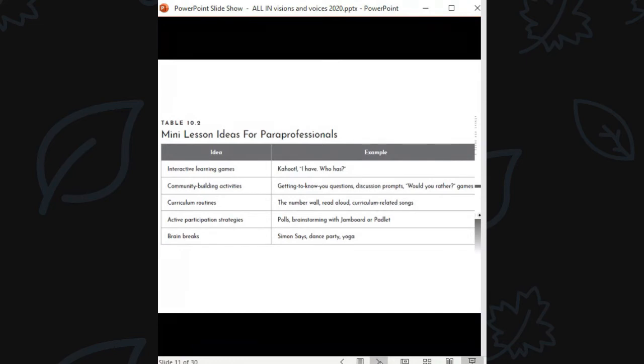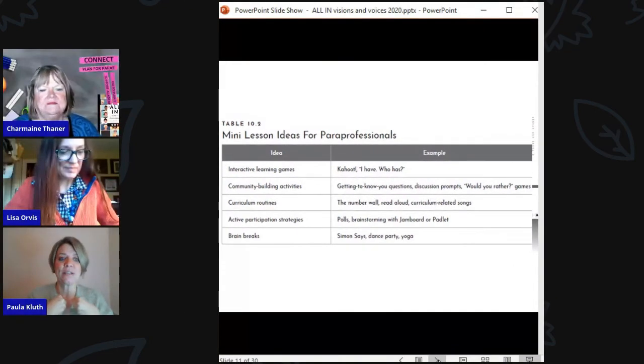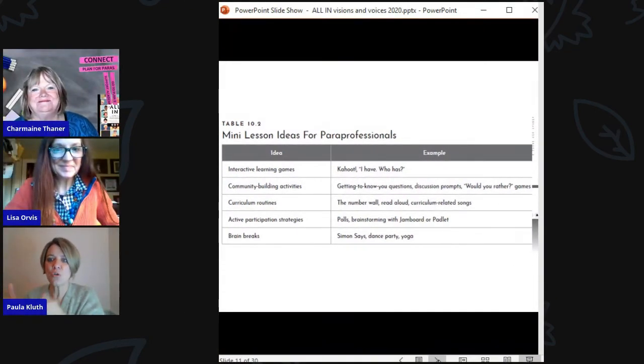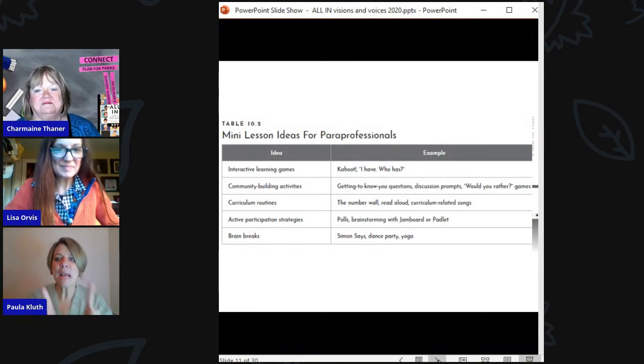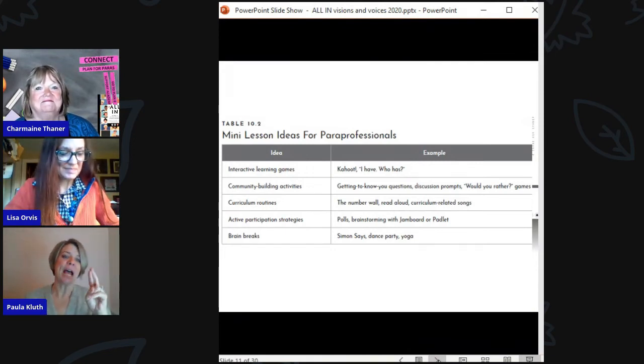So we suggest that you look throughout the day for these mini lesson opportunities. Where in the day can you, either individually as a teacher or as a team, turn it over to the para? Maybe every time you do a brain break, that's led by the para. Maybe every time you have a poll, your paraprofessional is the one who walks students through that poll. Maybe there are curricular routines, like some of your curriculum related songs, some of the games, some of your community builders. And that gives a teaching team time to very quickly message each other, how's it going?